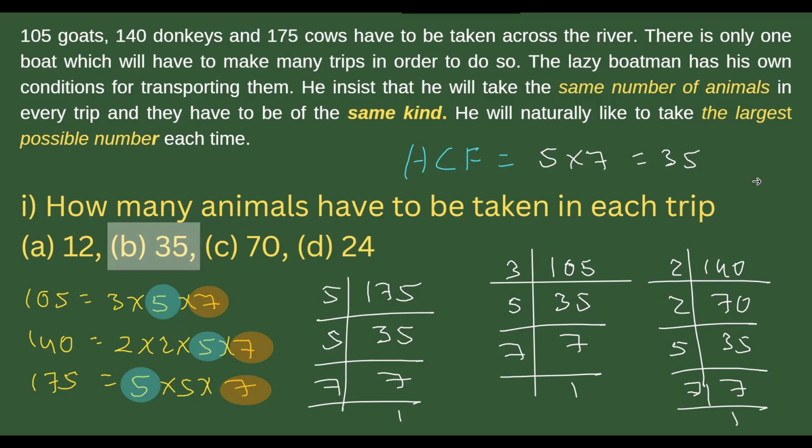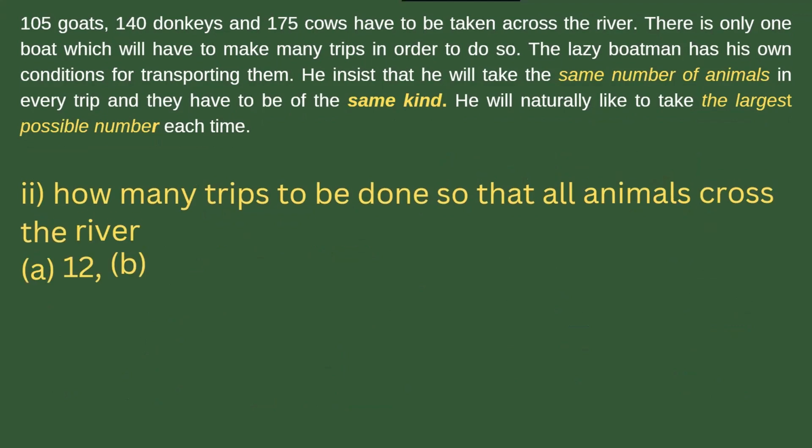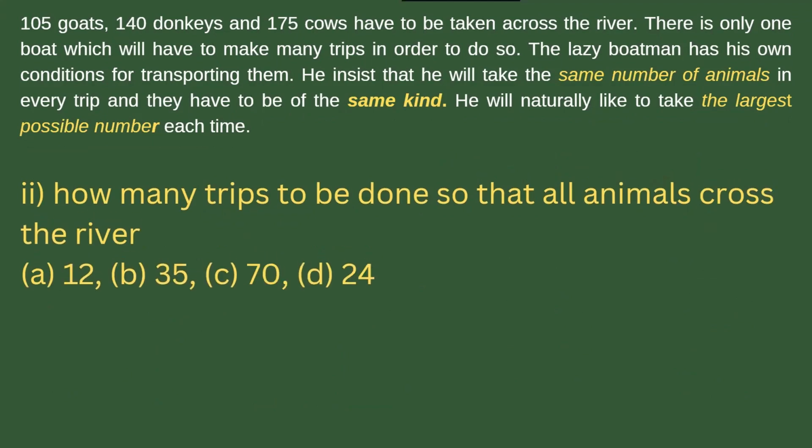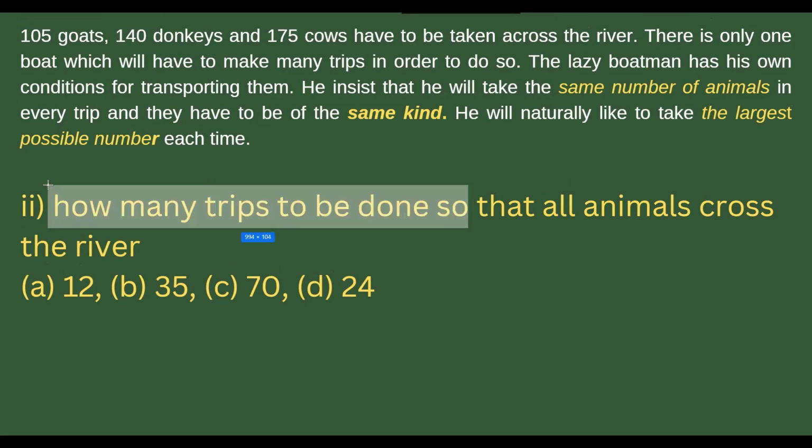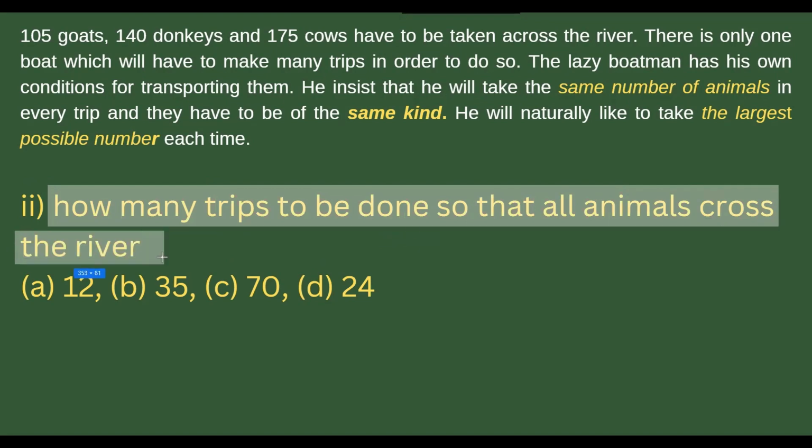Now, if I see the second part, what does it say? It says how many trips are to be made so that the animals cross the river. So here we have to find the number of trips. It says how many trips will be made so that the animals cross the river. So the number of trips is what we have to find out.